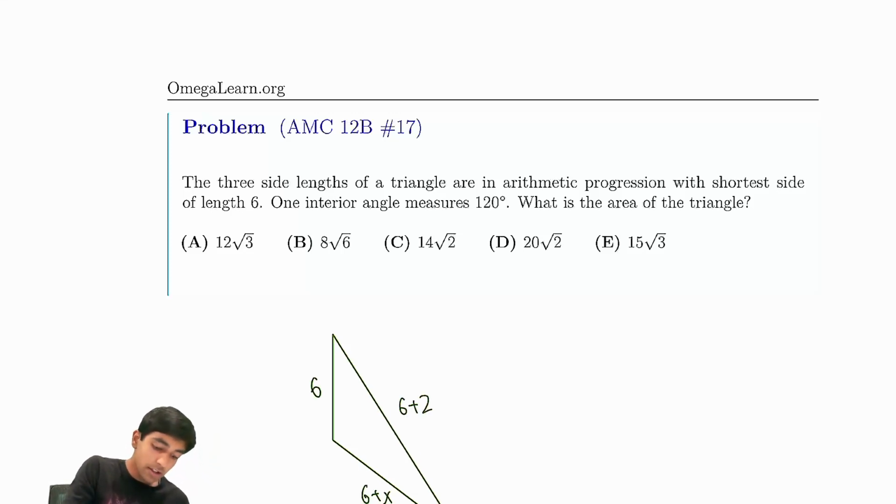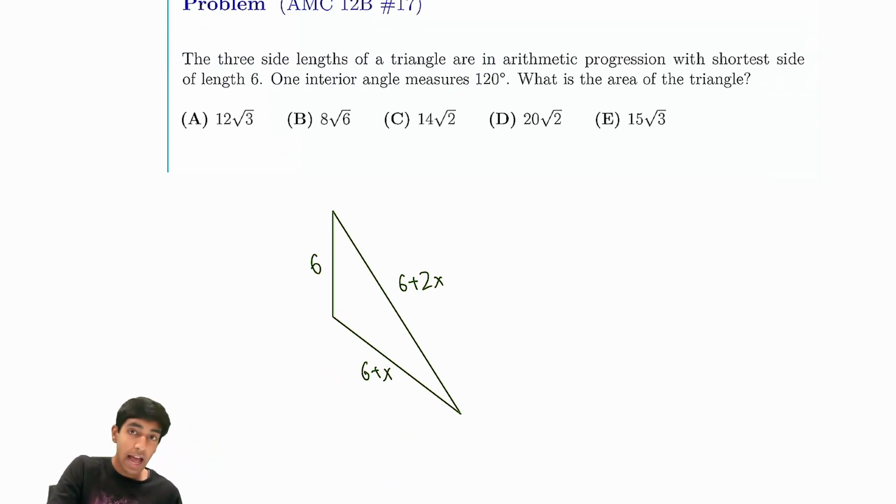So the key thing to notice here is that it's a fact that the largest side will be opposite the largest angle. And if one angle is 120 degrees, the other two sum to 60, they're both going to be very tiny compared to 120. So 120 degrees must be the angle opposite of the large side, 6 plus 2x. So this must be 120. And now, take a look.